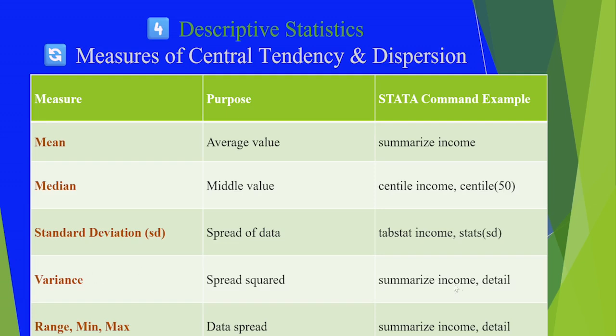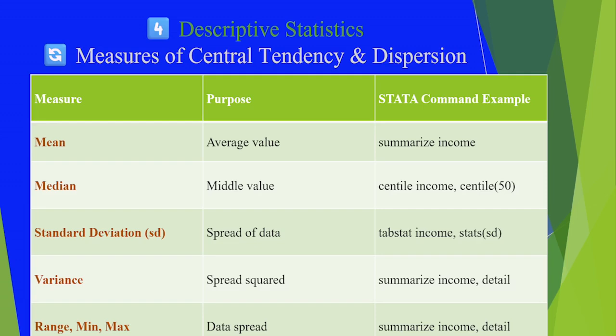to summarize, but now we have to add something called detail. And remember, variance is just a spread of data, and in fact it's the spread of data squared. And now we have range, mean, and maximum. They also represent the data spread. And to get that, you just command summarize income, for example, and say comma detail. So you need to add on further details.